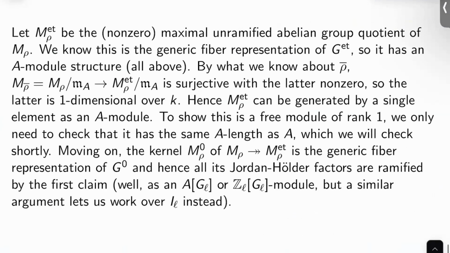So let's let M et rho be the non-zero maximal unramified abelian group quotient of M rho. All right, we know this is the generic fiber representation of G et. So it has an A module structure. We talked about that above. By what we know about rho bar already, so from part 1, M rho bar equals M rho mod M_A maps to M et rho mod M_A. That map is surjective, and the latter guy is non-zero. Well, that means it has to be one-dimensional over K.